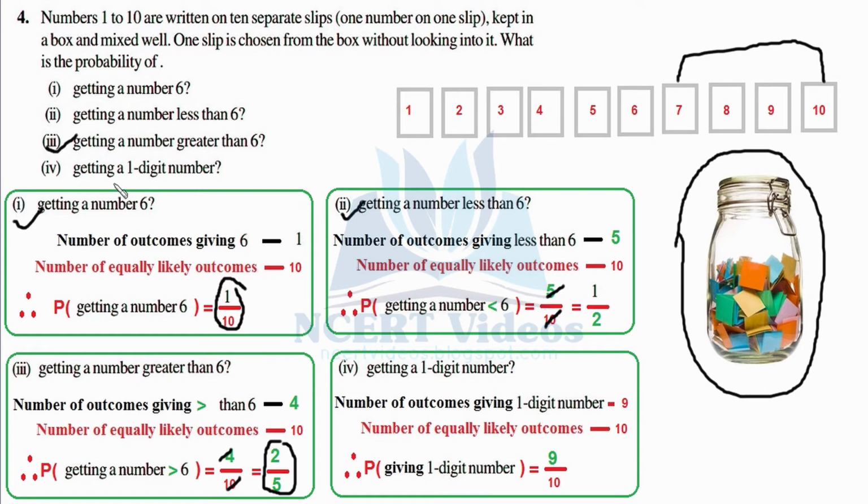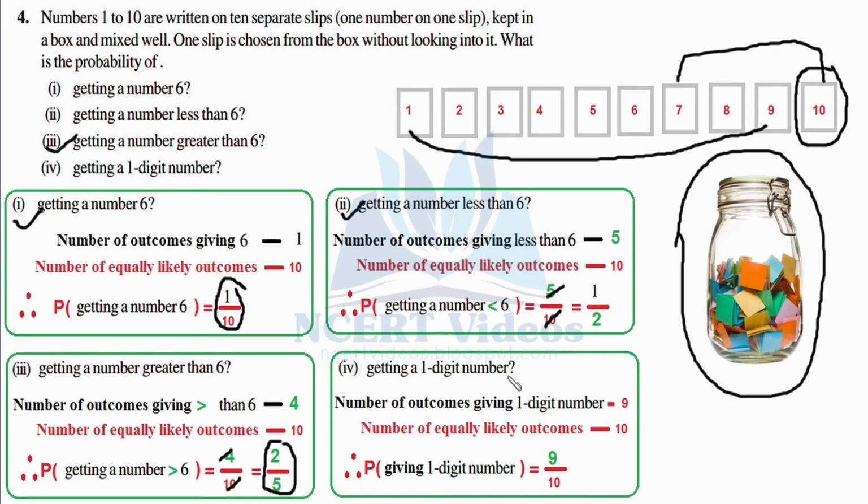Fourth part, getting a one-digit number. Again, basic concepts are repeating. That's why mathematics doesn't leave any concept behind. It concatenates all of them in order to solve real-life problems. Getting a one-digit number. Obviously, we have only one number which is 2 digits. So we have 9 total possibilities from 1 to 9.